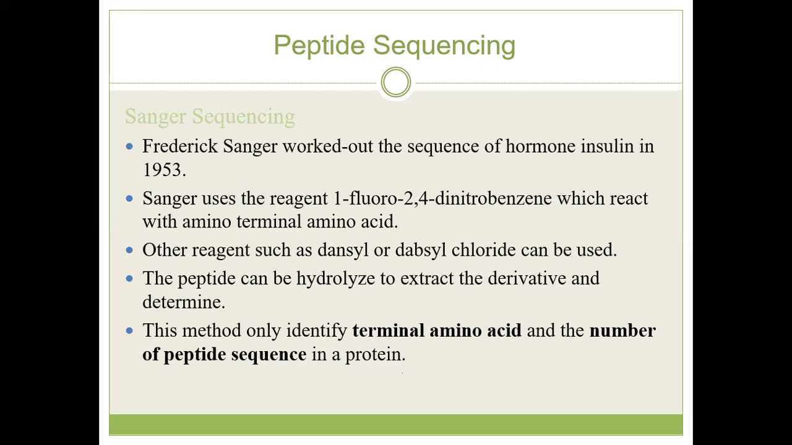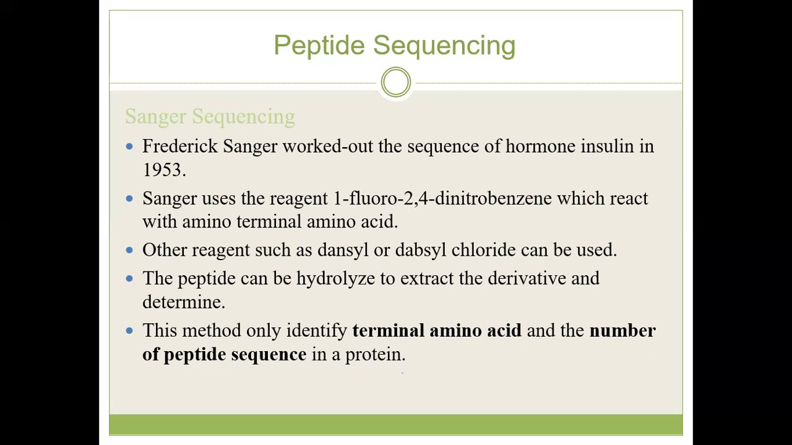What do you call this person that deduced the DNA double helix? Francis Crick. This is the same year Francis Crick deduced the DNA double helix structure. So what does Sanger do?